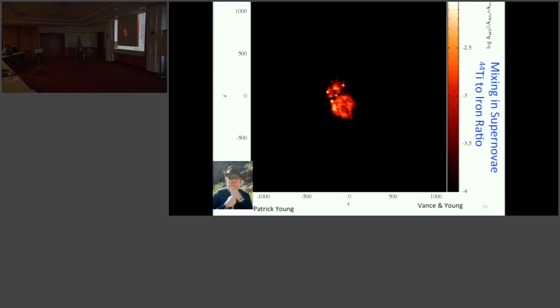So it looks like we can get a range of ratios, from titanium being a large fraction of the iron to titanium being just minuscule relative to the iron. You can imagine getting scenarios where, in this place here, there's not much titanium, and there are places where there's a lot of titanium. So it's ranging depending on the model.